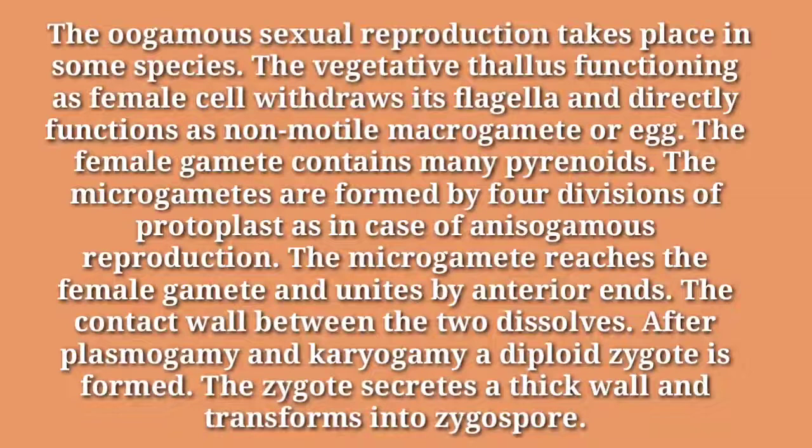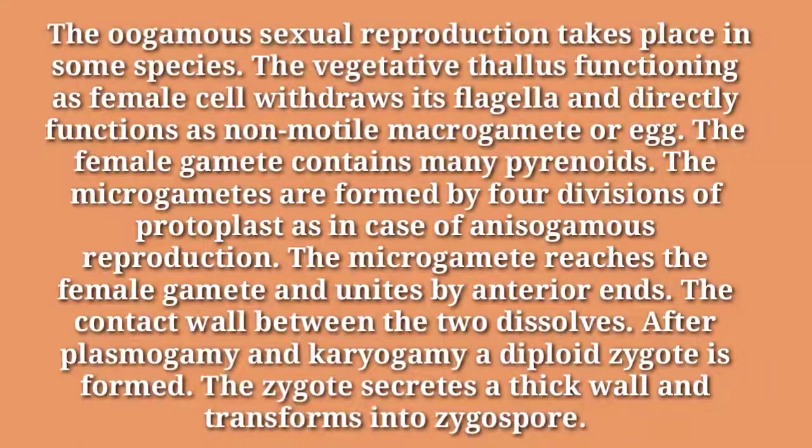Oogamy. The oogamous sexual reproduction takes place in some species. The vegetative thallus functioning as female cell withdraws its flagella and directly functions as non-motile macrogamete or egg. The female gamete contains many pyrenoids. The microgametes are formed by 4 divisions of protoplast as in case of anisogamous reproduction.